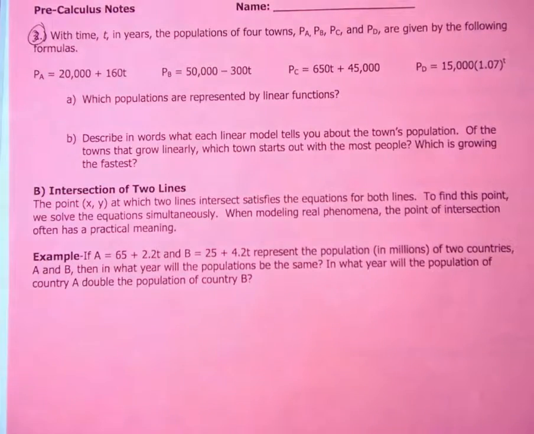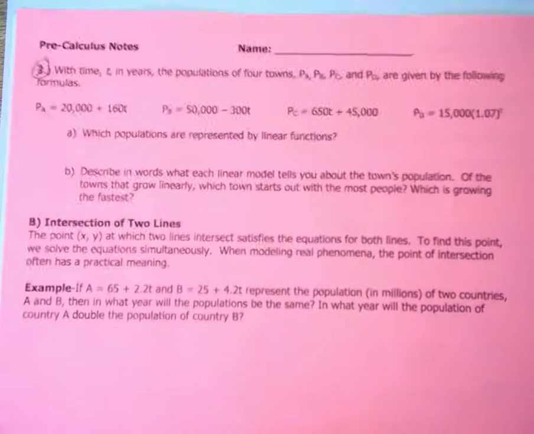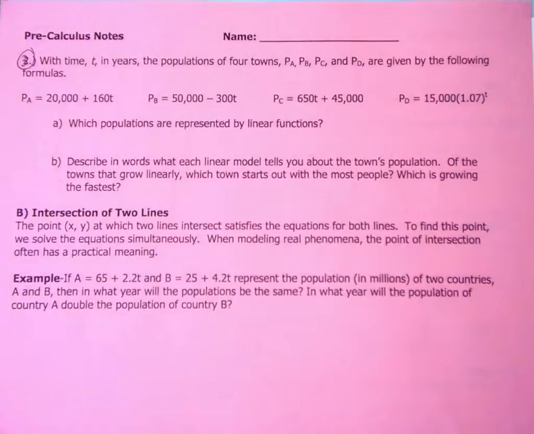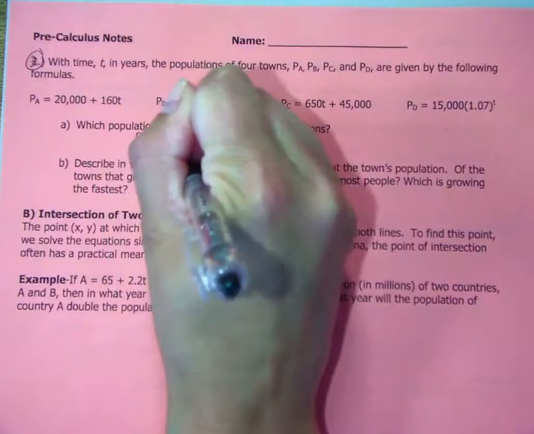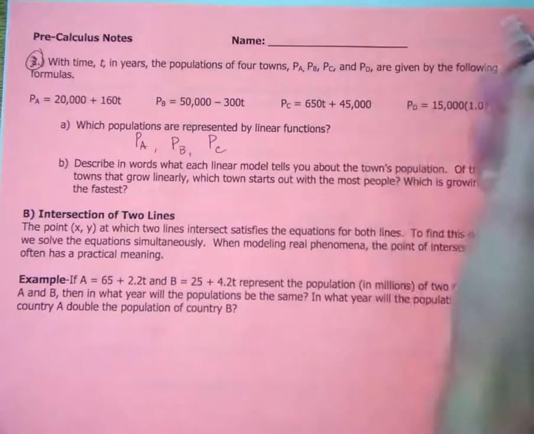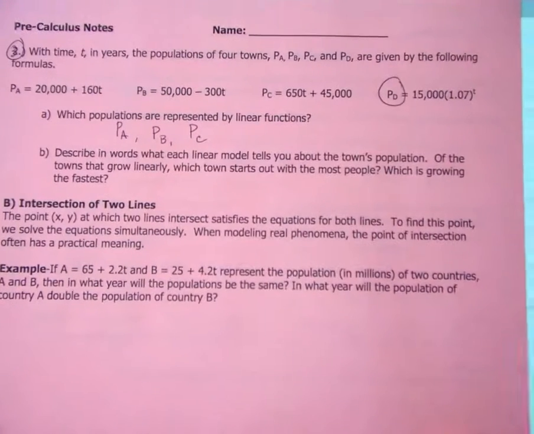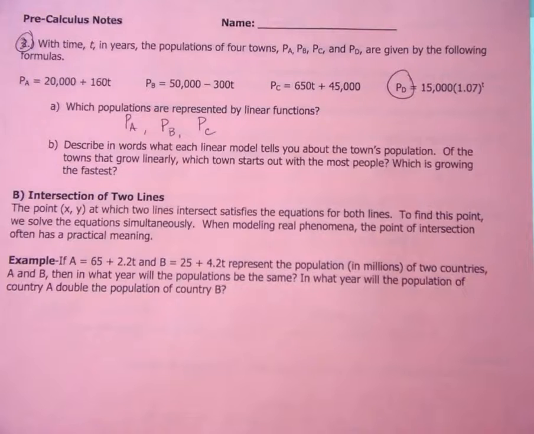All right, and then number 3, time, T, in years, population of 4 towns are given by those formulas. Part A, which are represented by linear functions. Spencer, what'd you guys say? You said PA. Yep. What kind of function is D, guys? Exponential, good. Okay. Part B, describe in words what each linear model tells you about the town's population.